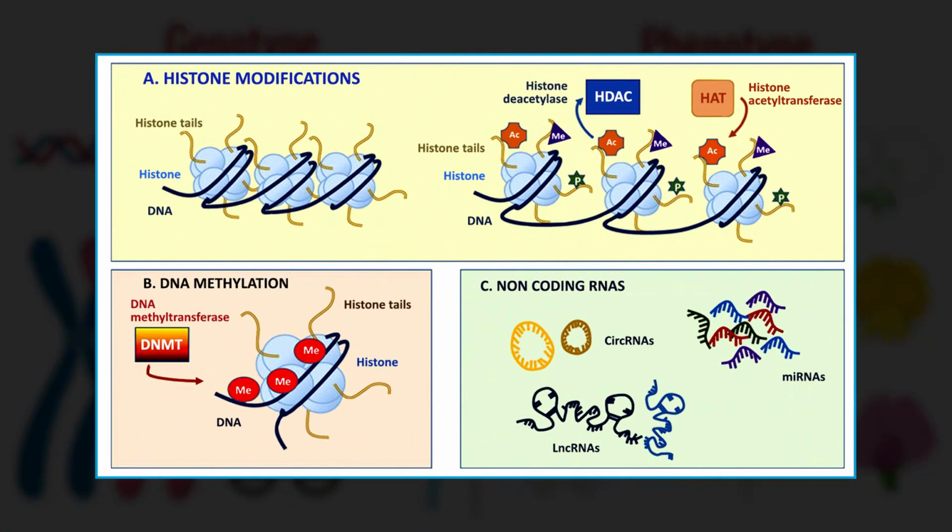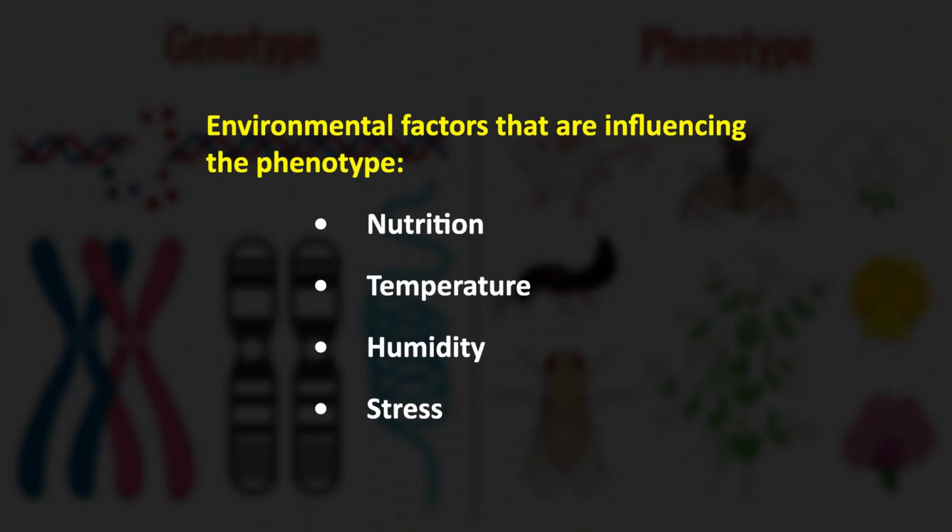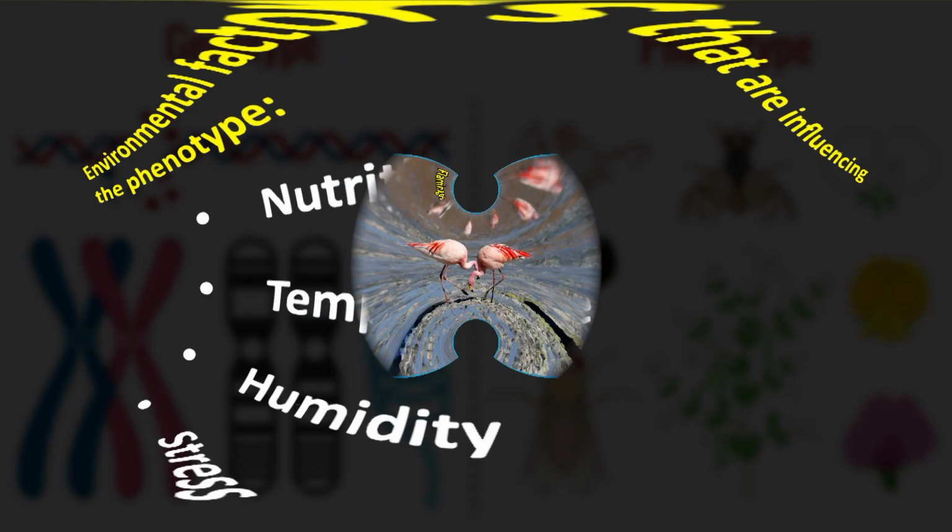A key difference between phenotype and genotype is that while genotype is completely inherited from the parents, the phenotype is not, because the phenotype is influenced not by the genotype only, but by many other factors like epigenetic modifications and environmental and lifestyle factors. Environmental factors that influence the phenotype include nutrition, temperature, humidity, and stress.